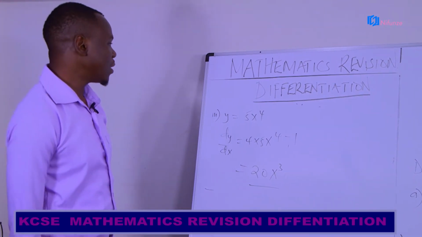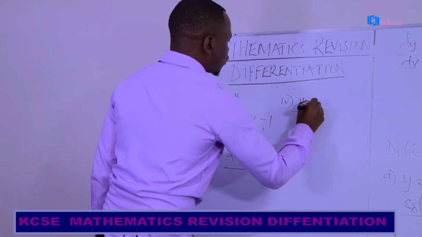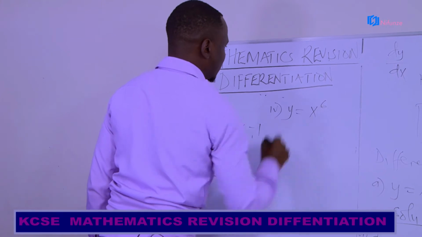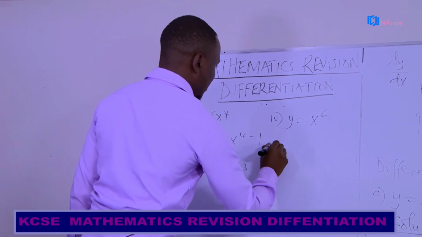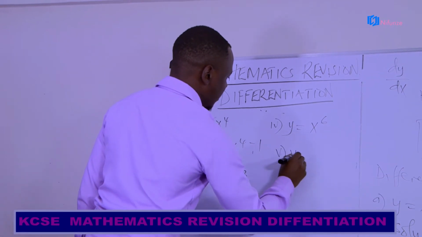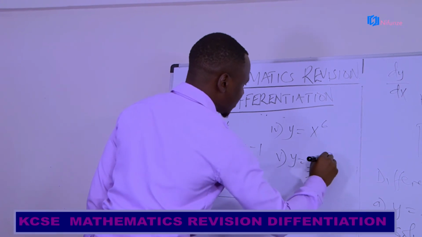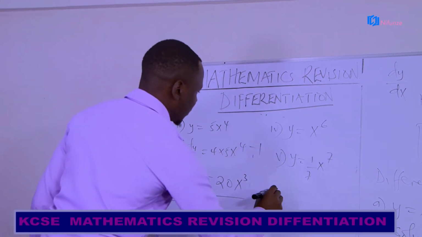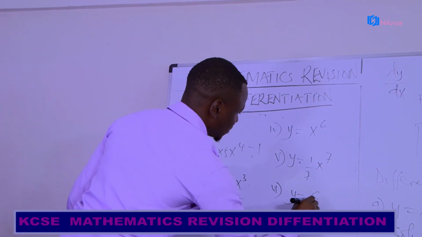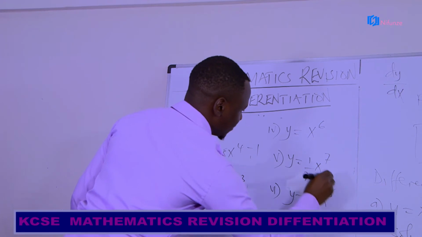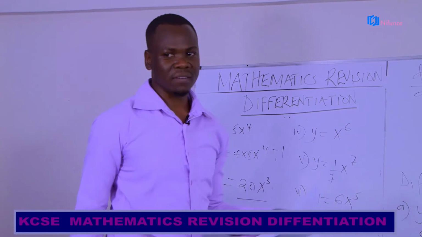You can try other ones. Try these ones. y is equal to x raised power 6. And then we have another one, which is y is equal to 1 over 7 x raised power 7. And then the last one is y is equal to 6x raised power 5. So make sure you follow the formula that I've given.